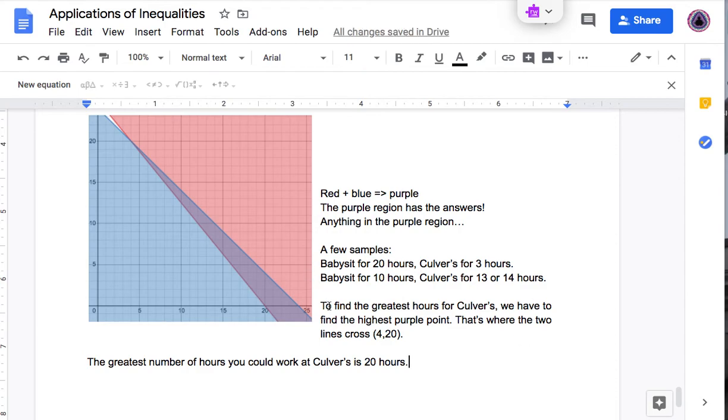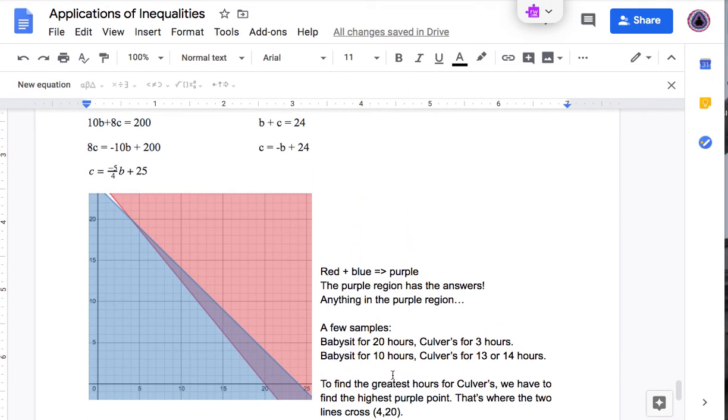Now, of course, any of those purple combinations would work. So maybe I'm not trying to max out my hours at Culver's. Maybe I just don't care. So anything in this purple zone would work for me. But if it came down to your parents wanting to know, well, what's the biggest number of hours we'd have to drive you to Culver's every day, every week, you'd say, well, I could work at most 20 hours in a week. That is how we can solve a word problem with inequalities.